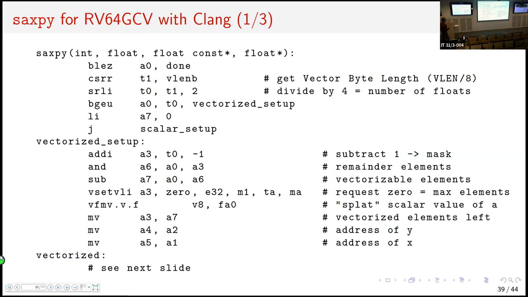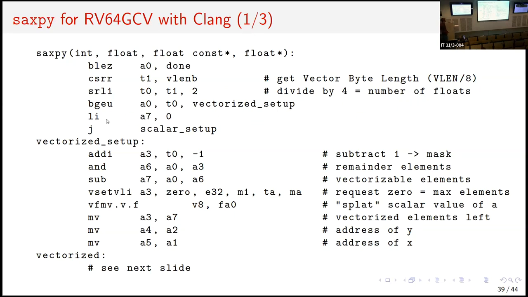Now we do the same with vector extensions enabled with Clang. And yes, that's going to be a bit longer. I'm not going to go through this. If you want, I've annotated the assembly listing with what is happening and also gave meaningful labels. The important thing to notice here is that this instruction gets the vector byte length. So there's the architectural VLEN. So how long is your vector register divided by 8? Then we divide it by another 4, so we get the number of floats.